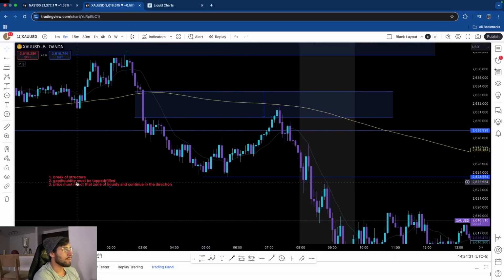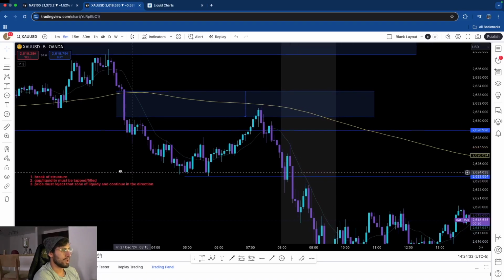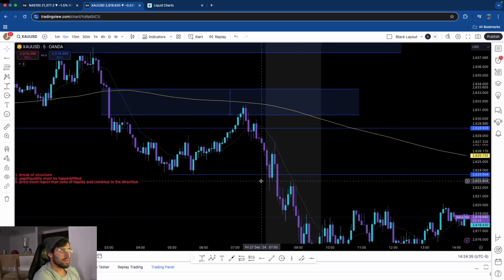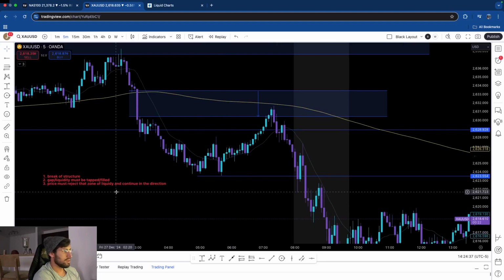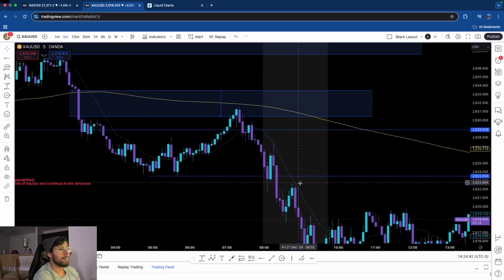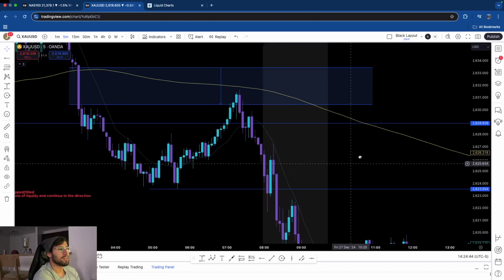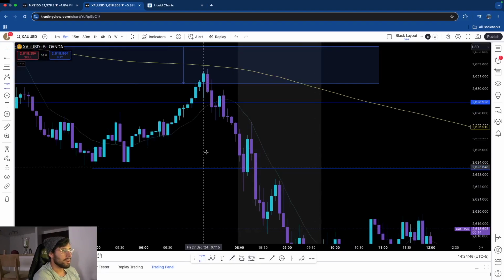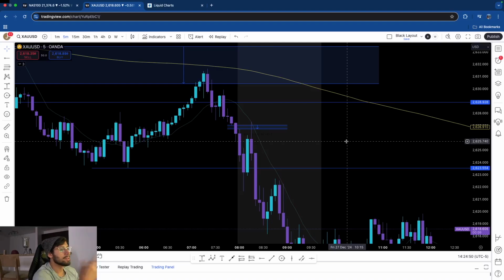Number 2, gap liquidity must be tapped and filled. Snipers are waiting for number 2. They're waiting for price to come back up and tap a level of supplier liquidity. Where's the gap? Right here. There's a gap right there. If you don't know what a gap is, go back to my other trade breakdown videos and go see me explaining more in depth what a gap is.